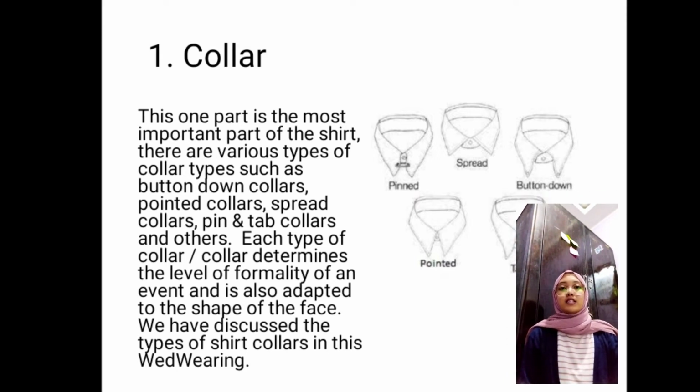This one part is the most important part of the shirt. There are various types of collars, such as button-down collars, pointed collars, spread collars, pin and tab collars, and others. Each type of collar determines the level of formality of an event and is also adapted to the shape of the face. We have discussed the types of shirt collar in this week's meeting.